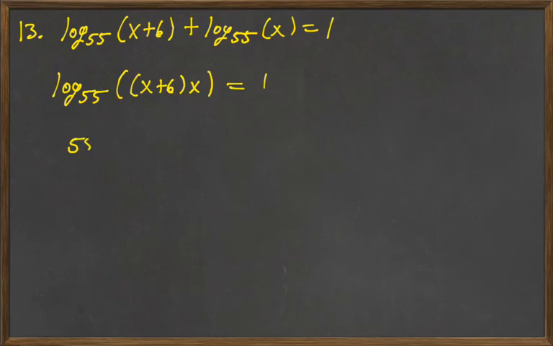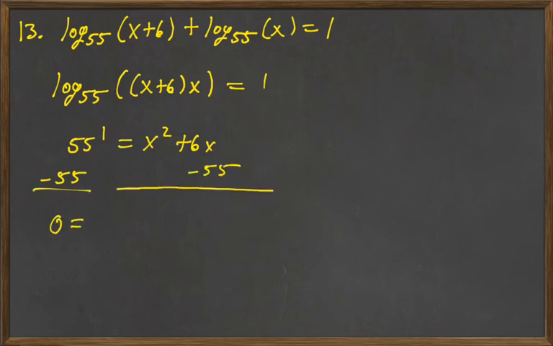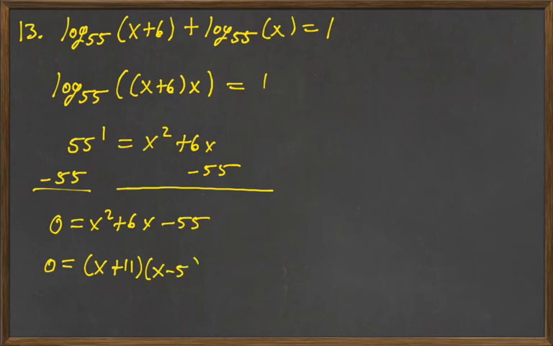Base is 55, exponent is 1, and that's going to be equal to the argument of x squared plus 6x. Okay, again, this is a quadratic. Don't do anything crazy. We're not square rooting both sides. Don't do it. Subtract 55, set it equal to 0. Most of the time they're going to be rigged, so they factor. So the 0 is equal to x squared plus 6x minus 55. And that's going to factor into x plus 11 and x minus 5. So that gives us two solutions of x equals negative 11 or x is equal to 5.